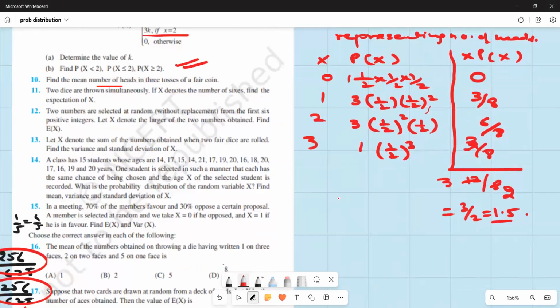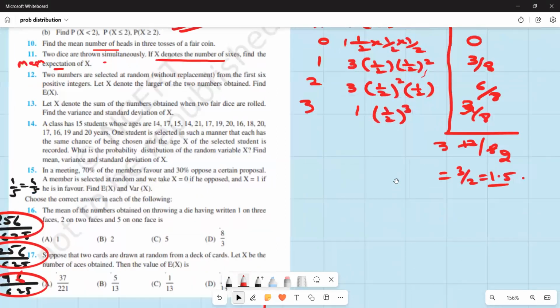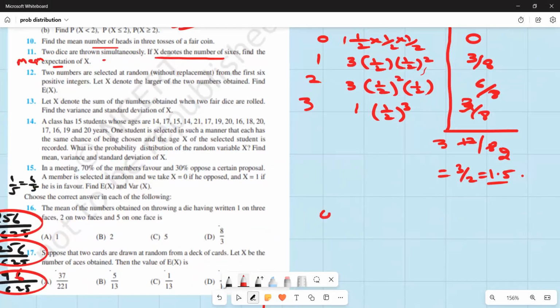2 dice are thrown simultaneously. If x denotes the number of sixes, find expectation. Expectation is mean. So you have to find mean only. X defines the number of sixes in 2 dice. So 0, 1, 2. That is your x. So px will be, when there is no 6, 5 by 6 into 5 by 6, right? Then when there is one 6 and one non-6, 2 cases, and then both are 6.